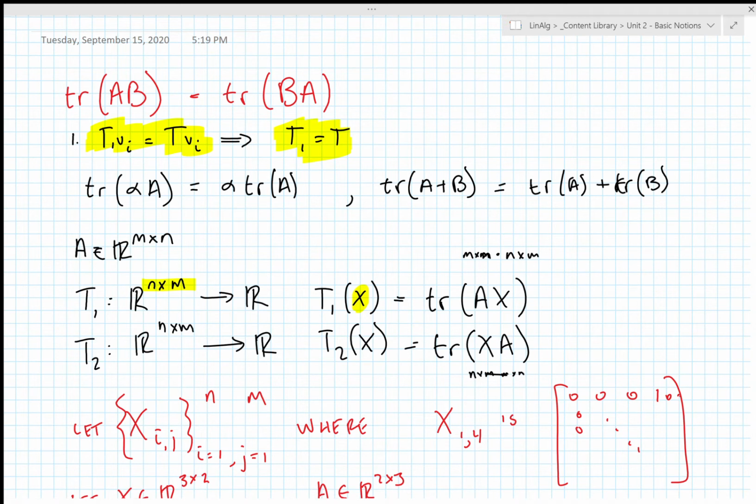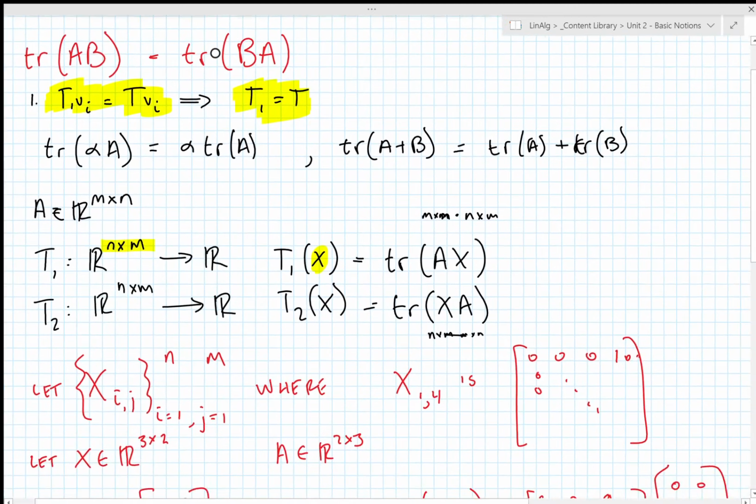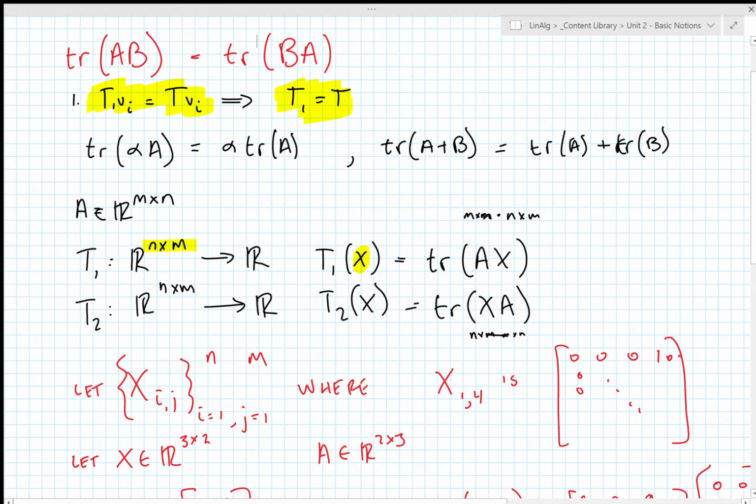So what I do in T2 is left multiply that matrix X by A. Then I'm going to see whether those two operators are the same on all of the base vectors of this space, R n by m, and I can come up with those base vectors. If they're the same on all of the base vectors, they're going to be the same according to the exercise that we did in 1.